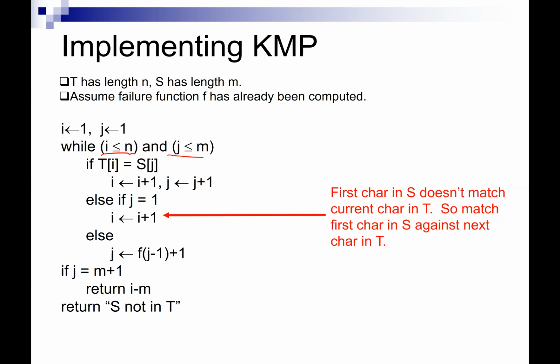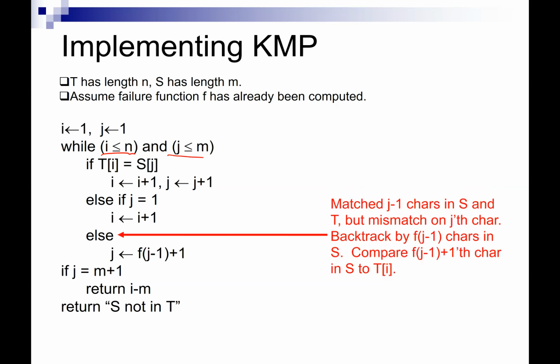Okay, where this j minus 1 is this failure function that we computed. Because what we said is that here you managed to match j minus 1 characters of S and T. But then you got a mismatch over here on the jth letter of S. So that means that what we saw was that if you manage to match this number of letters, then the amount that you want to back up by is f of j minus 1 letters.